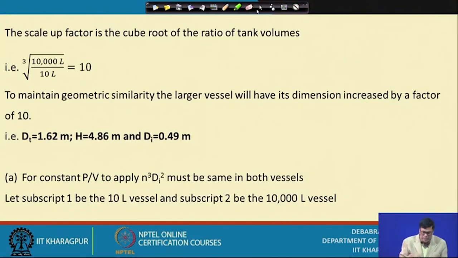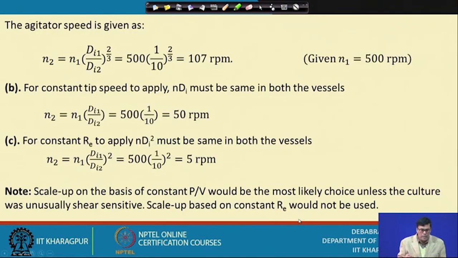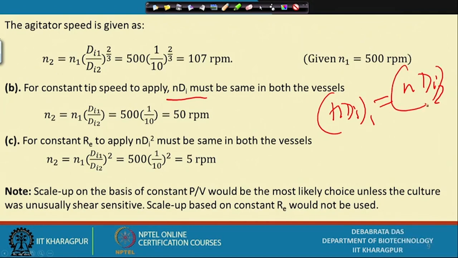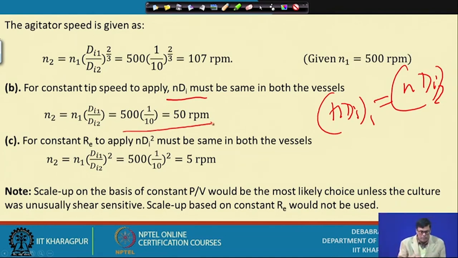Now the next problem is for constant tip velocity. Constant tip velocity means N Di1 is equal to N Di2. So if this is this, then what will be the N value? We can easily find it out, because N2 equals N1 into Di1 by Di2. We put this value in and we can easily find it.